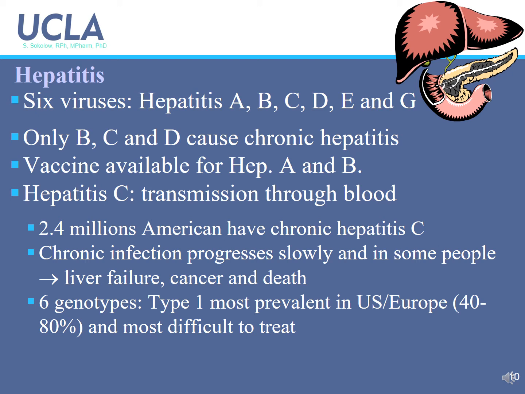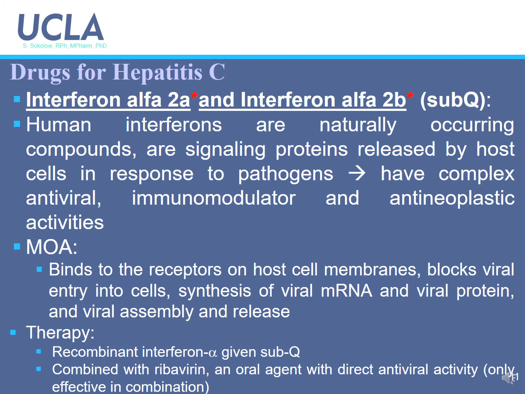There are 6 different genotypes of Hep C, and type 1 is the most prevalent in the US and in Europe, and it's also the most difficult to treat. Now let's talk about the drugs that are effective against Hep C. You have the interferon alpha 2A and 2B that are given sub-Q.